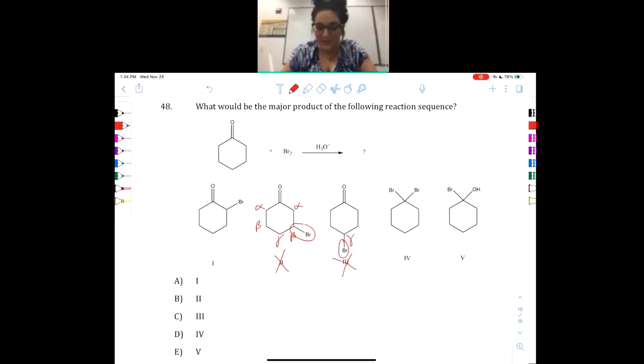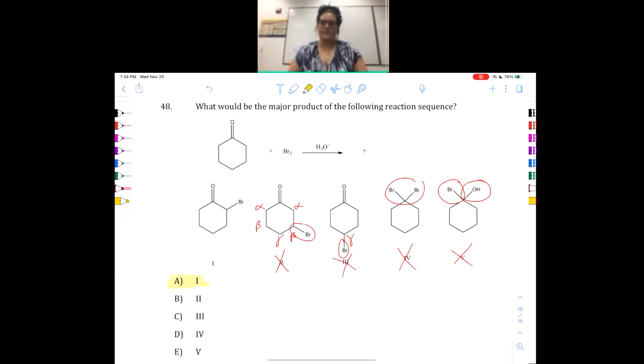Because there's not even a carbonyl. Exactly. This one's gross because it's just 2 bromines and no carbonyl, so what the heck is that about? And then this one has an OH and a bromine. Why did they get rid of the carbonyl? Who knows? Goodbye. So our only possible answer is A.